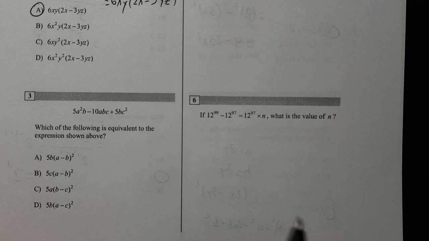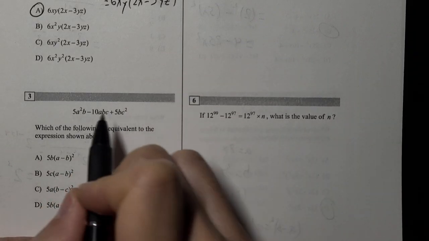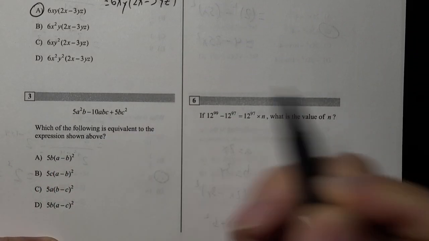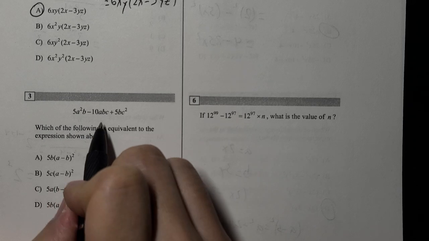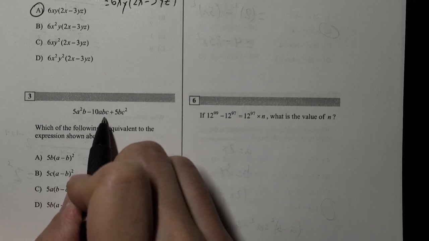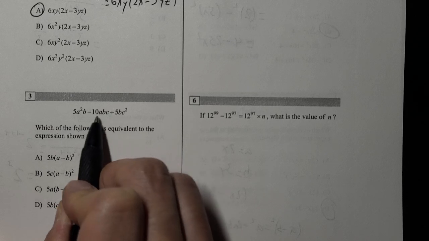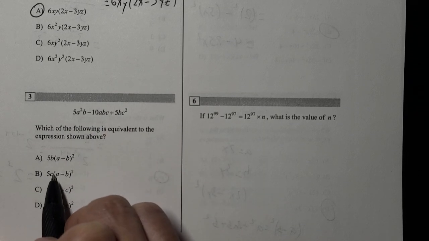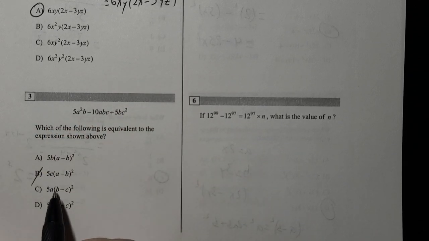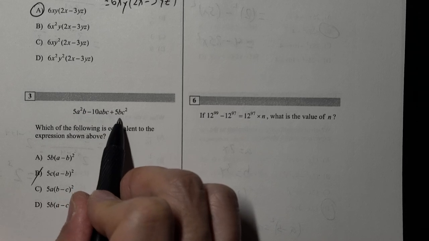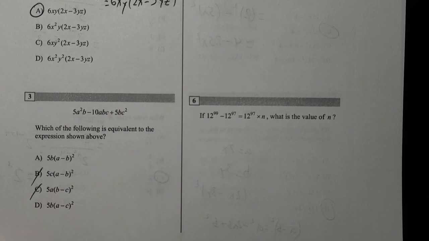Okay, so what if I already see what we can factor out? 5, 10, and 5. We can factor out 5 clearly. And there's a b common to each one, so we can factor out a b as well. There's no c common to each one, so we can't factor out a c from everything. And we can't factor out an a from everything because there's no a there. So we already eliminated 2 choices already.